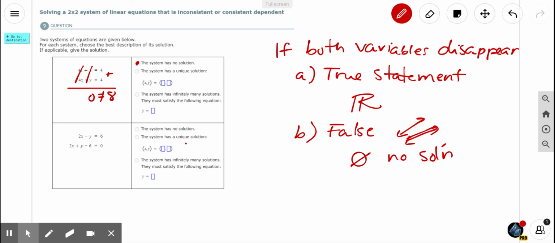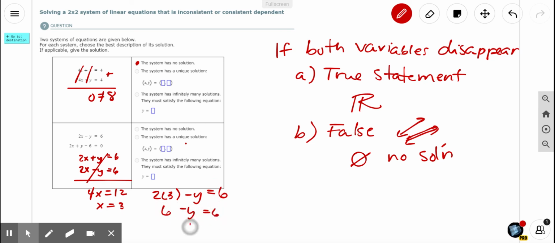Okay, take a look at this one. Let's move the 6 to the other side. You get 2x plus y equals 6. Okay, and then we're going to add it to 2x minus y equals 6. Okay, this cancels, and you get 4x equals 12. X equals 3. So we have a solution. Plug it back in. 2 times 3 minus y. I plugged it into the first one. 6 minus y equals 6. So y is equal to 0. I got that just by logic, you guys. 6 minus something is 6. It has to be 0. So here you would actually put in a point. Okay, you'd put in a point of 3, 0.